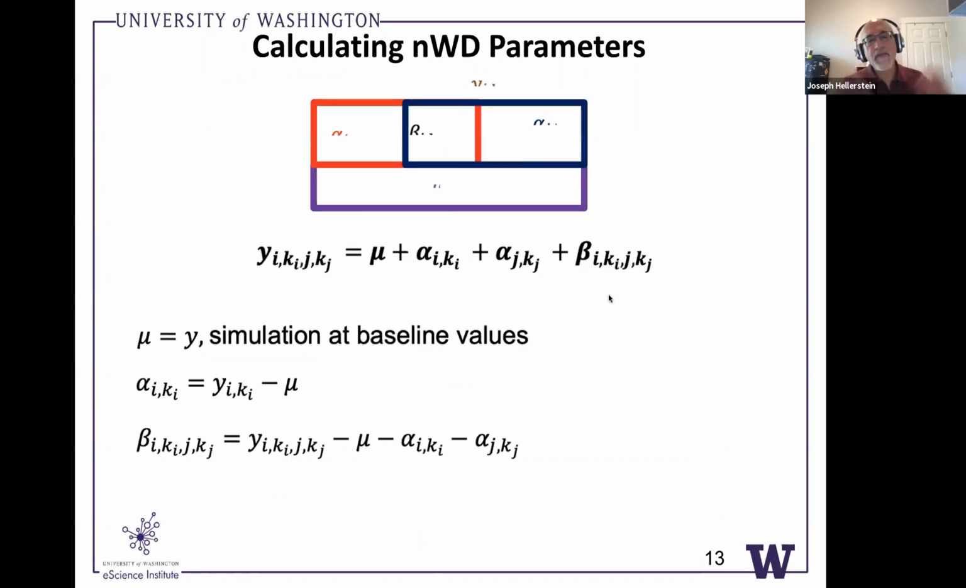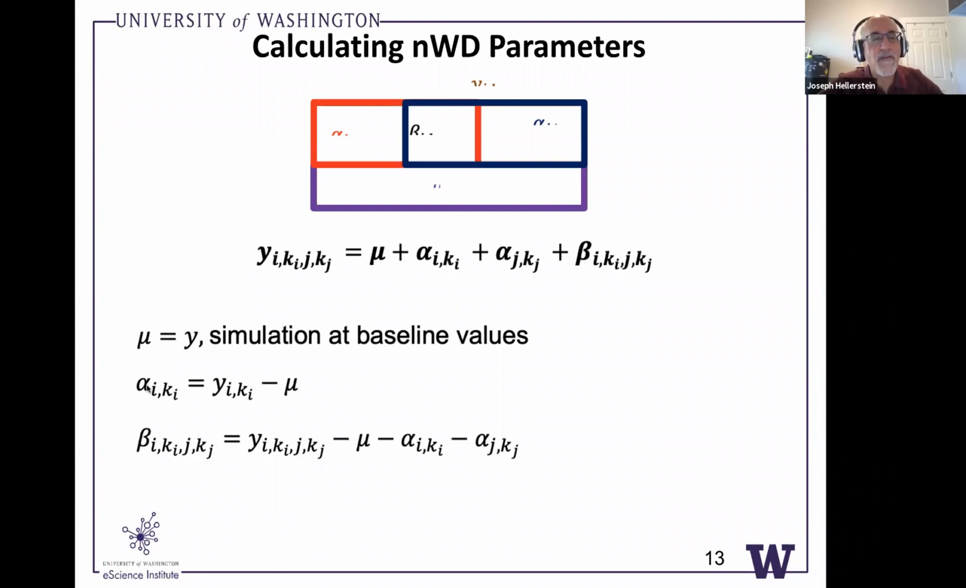Okay, so then the next part: how do you calculate these values for the alphas and the betas, mu, alpha, and beta. Okay, so mu should be clear. That's an easy one to get. Mu you can get because it's just the baseline values for all of the factors. So that's easy. You just run a simulation once. And obviously if it's stochastic, then you have to run it more than once.